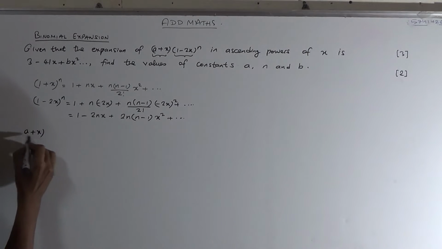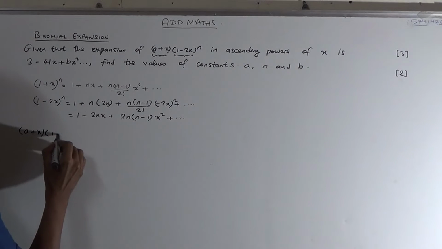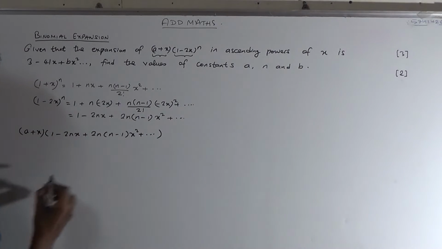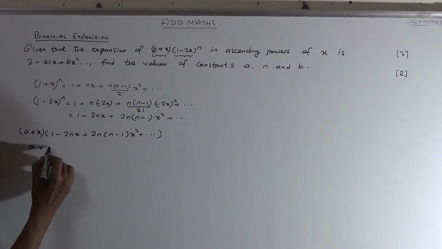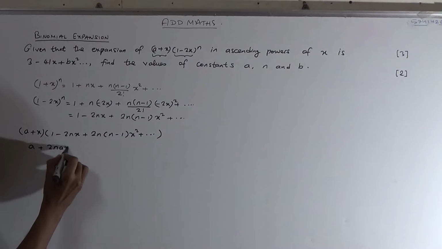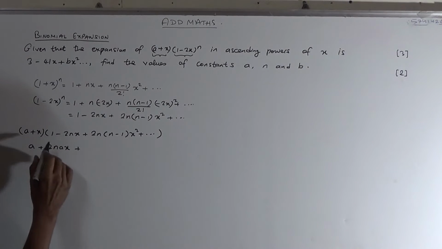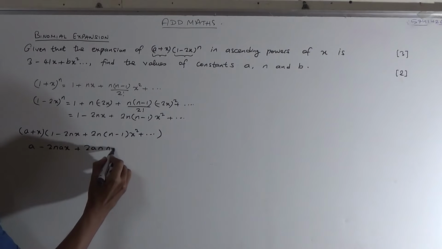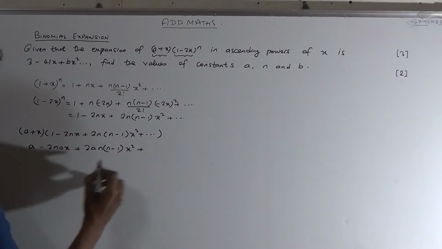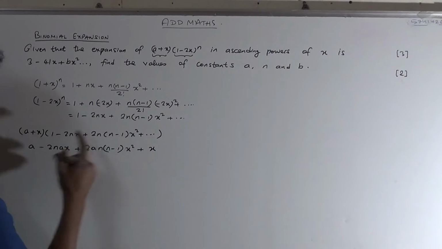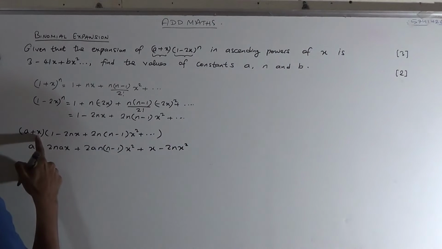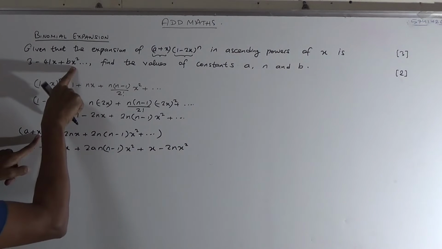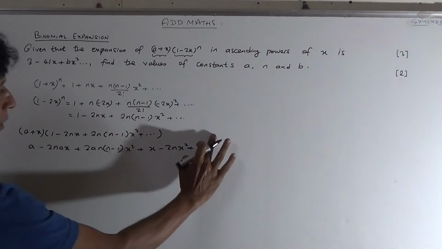Now we can bring in (a + x). So we've got (a + x) times all of that, which is 1 - 2nx + 2n(n - 1)x^2 + and so on. So from here I've got a times 1 is a, a times -2nx is -2nax, and a times this is 2an(n - 1)x^2. Now x times 1 is x, x times -2nx is -2nx^2, and x times this is going to end up as x^3. We're not interested in x^3, we have to stop at x^2.